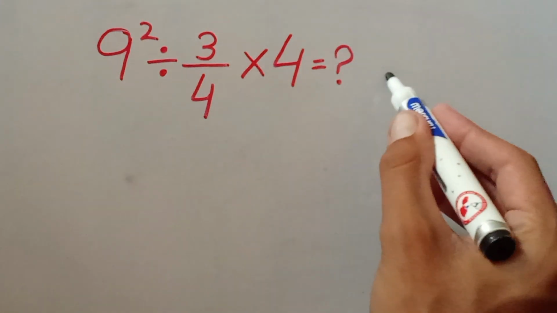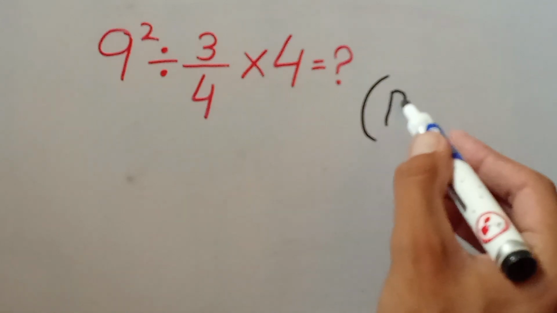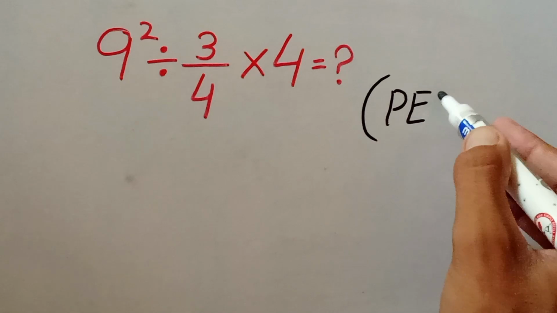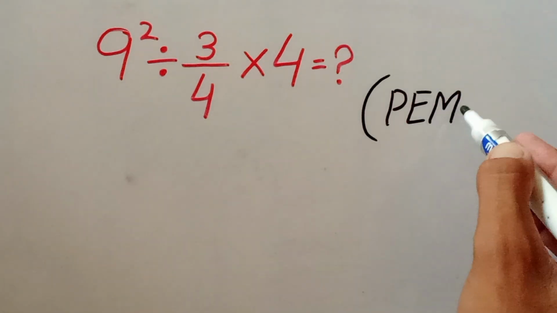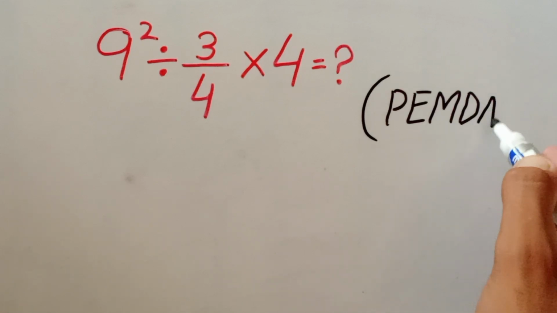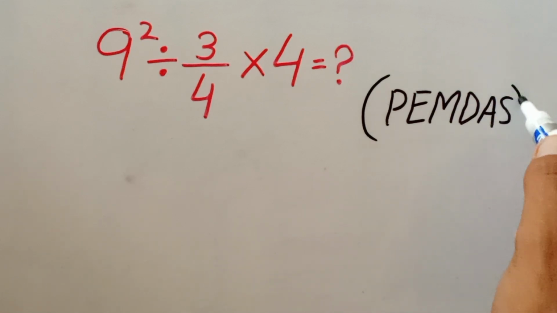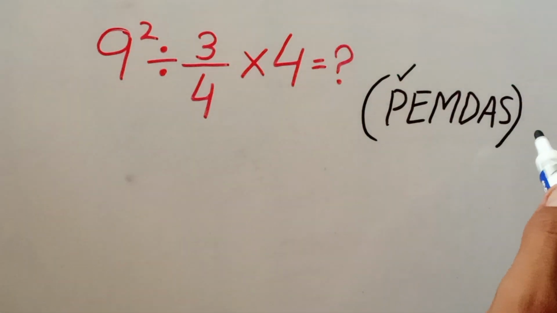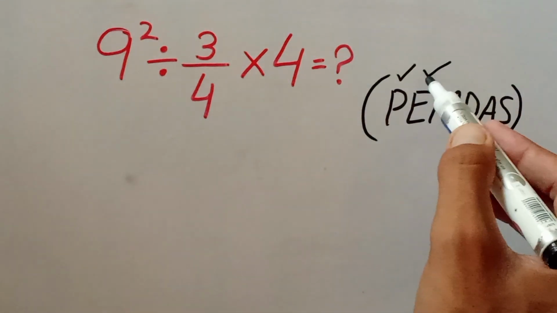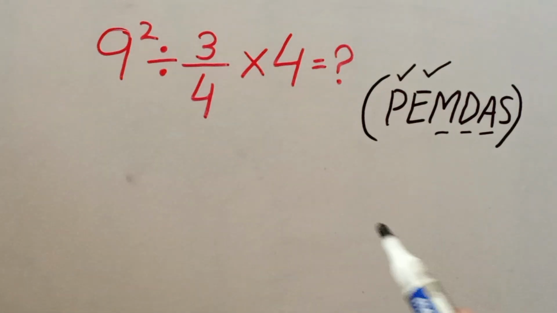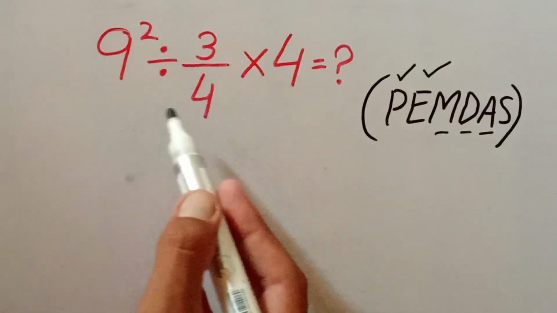So remember the rule which is used for order of operations, which is PEMDAS, where P stands for parentheses, E stands for exponent, M and D stand for multiplication and division, A and S stand for addition and subtraction. Guys, remember that parentheses have higher priority than other operations, and exponent has higher priority than multiplication, division, addition and subtraction. So here firstly we solve the exponent.